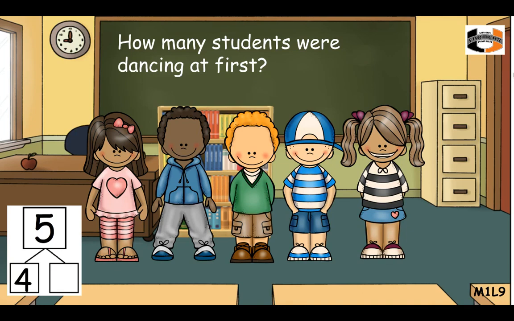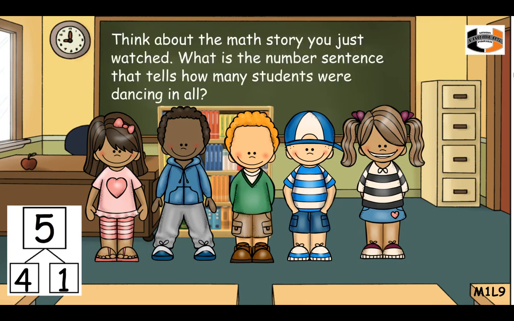How many students were dancing at first? 4 is our first part. How many students came over to dance? And 1 is our second part. So 4 and 1 make 5. Think about the math story you just watched. What is the number sentence that tells how many students were dancing in all?